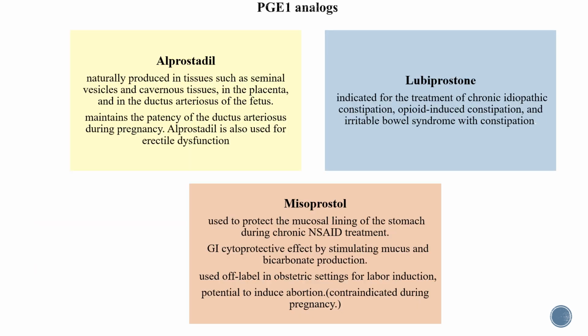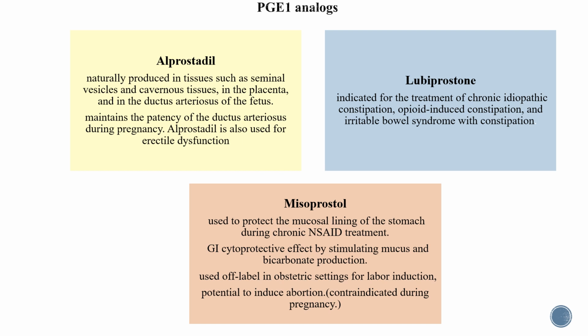Okay, now let's see prostaglandin E1 analogs. The first one is alprostadil. It's naturally produced in tissues such as seminal vesicles and cavernous tissues, in the placenta and in the ductus arteriosus of the fetus. It maintains the patency of ductus arteriosus during pregnancy, and another use of alprostadil is for the treatment of erectile dysfunction. So in the options we saw one that maintains the patency of ductus arteriosus during pregnancy. The prostaglandin responsible for this function is alprostadil.